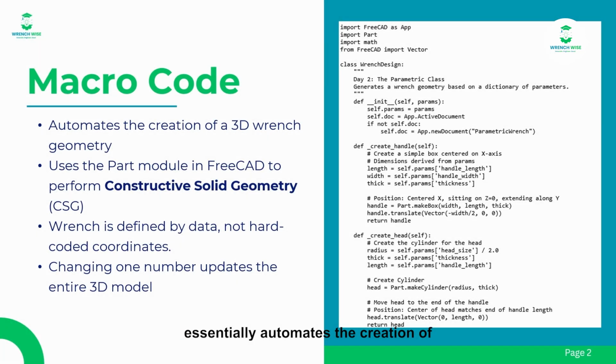So the code essentially automates the creation of this 3D wrench geometry. It uses the Part module in FreeCAD to perform constructive solid geometry. The wrench is essentially defined by data and not hard-coded coordinates, where changing one number updates the entire 3D model.